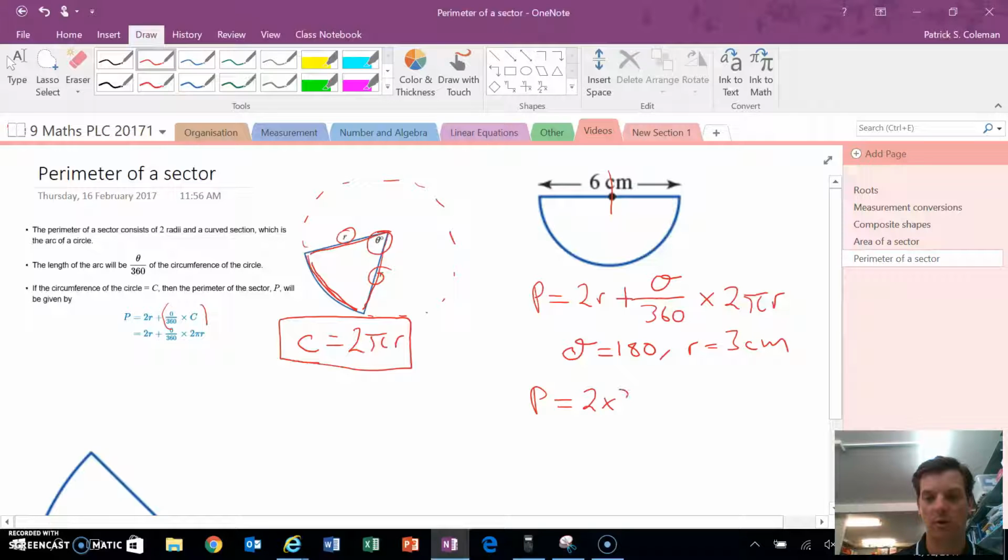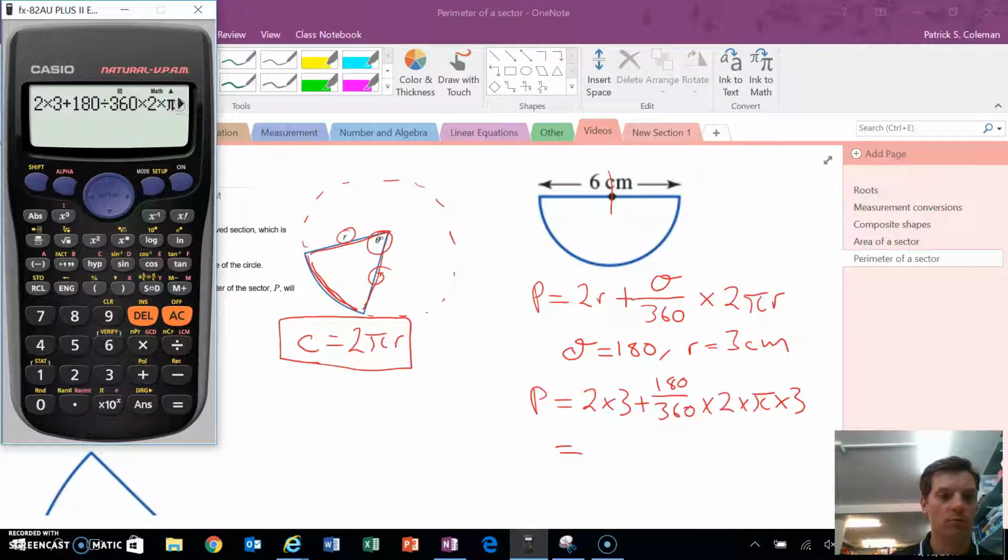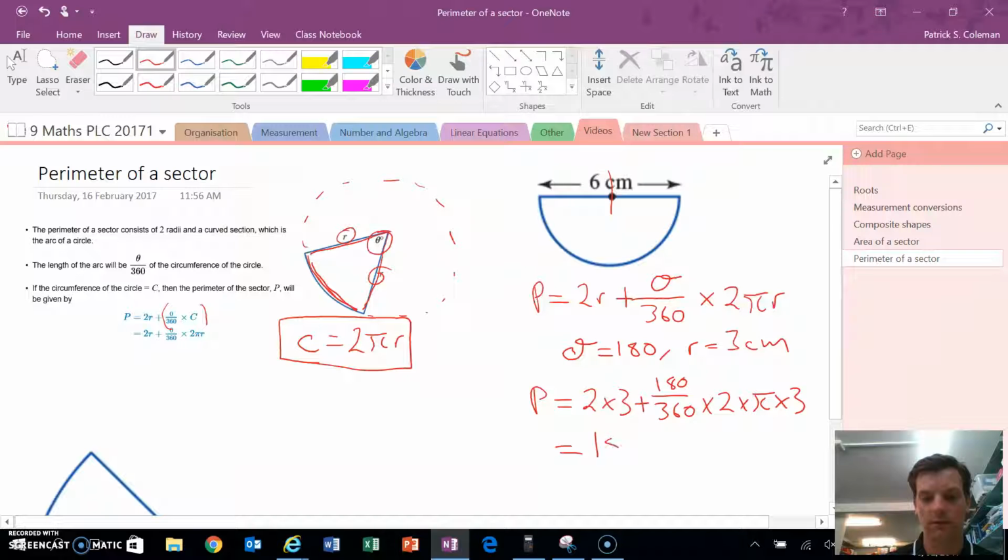So 2 times by r, which is 3, plus theta, which is 180 over 360, times by 2, times by pi, times by r, which is 3 in this scenario. And if we pop those into the calculator, you can see I've just popped them in here, it equals, we end up with the value of 15.42 to 2 decimal places. And our unit of measure is centimeters. So what we're saying here is we've got this line here being 6 centimeters, and then we're going to have 9.42 being this outside line.